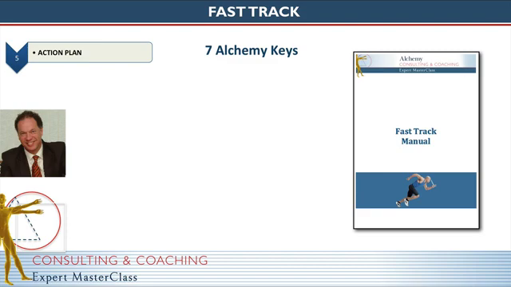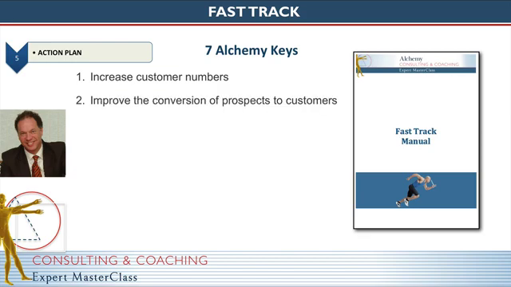And just as a reminder, and this is reflected also on page 8 on consulting actions of the fast track manual, key number 1 is to increase customer numbers. And that's really about driving into that business more leads, more inquiries, more traffic. Number 2, improve the conversion of prospects and customers.